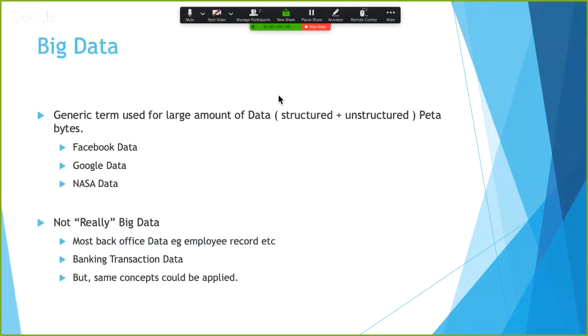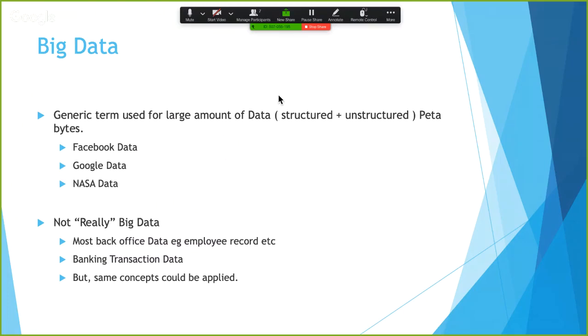So big data is a generic word used mostly for large amounts of data when it comes to petabytes. And when I say large amount of data, I mean at least petabyte, and you have structured and unstructured data both. So it has to be an enormous amount of data which you have collected, and you want to manage the whole data at one shot.